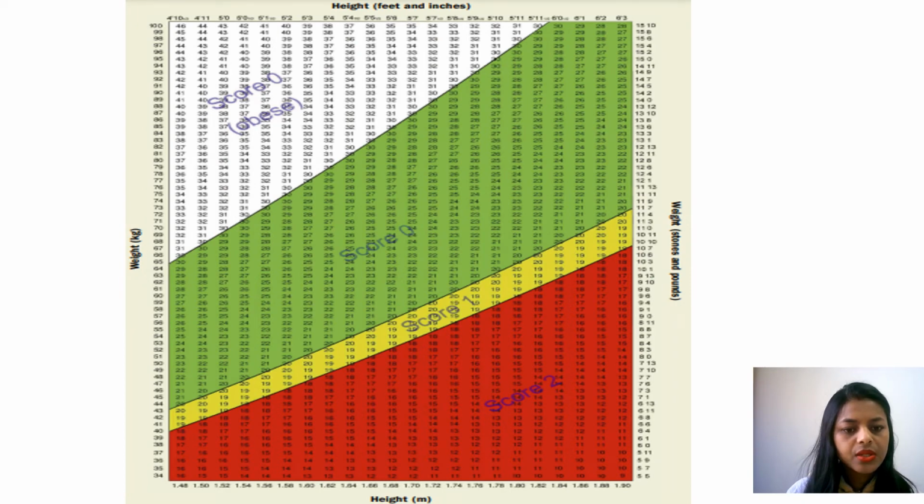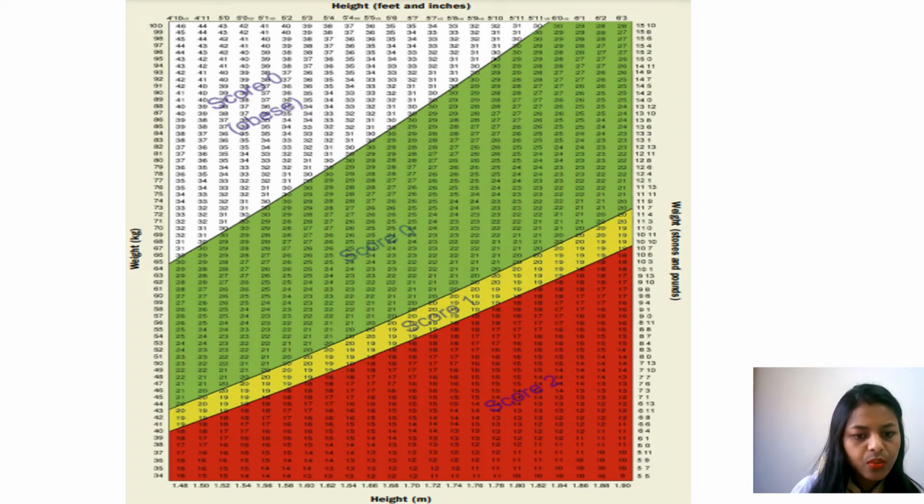So this chart you can use to calculate the BMI of the patient or to confirm the BMI in the exam. Here the weight is in kg on this side and on this side the weight is given in stone and pounds. And this side the height is given in feet and inches and this side the height is given in meters. So you can use any of these.